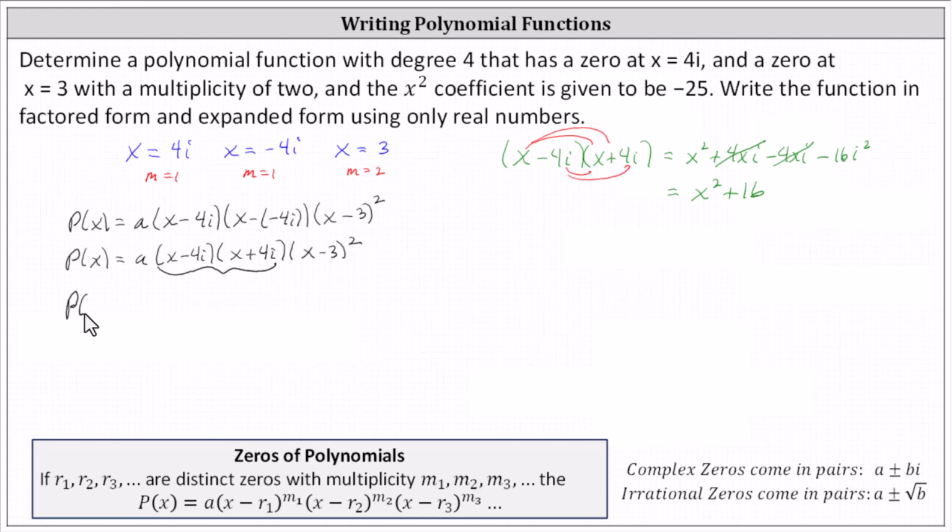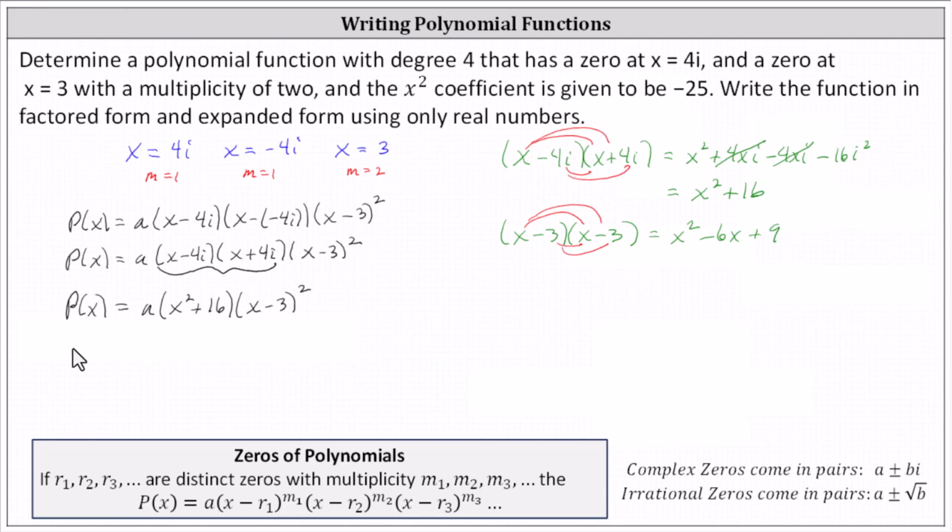We now know that p of x equals a times the quantity x squared plus 16 times the square of x minus 3. We still don't know the value of a. We'll have to expand this, determine the value of a, and then come back to the factored form. For the next step, let's go ahead and square x minus 3. We have two factors of x minus 3. And again, we have four products, 1, 2, 3, 4. We have x squared minus 3x, which is minus 6x, and then plus 9.